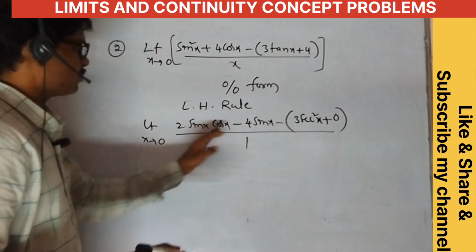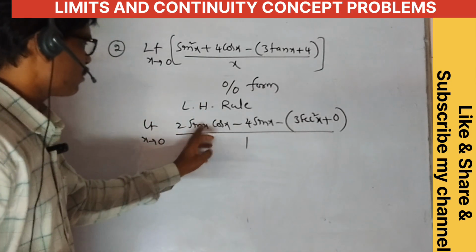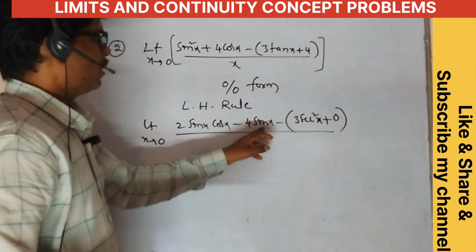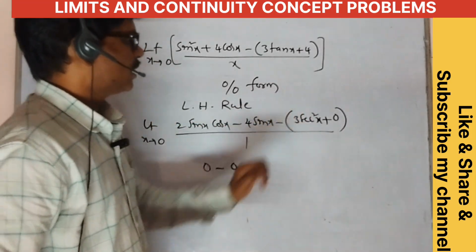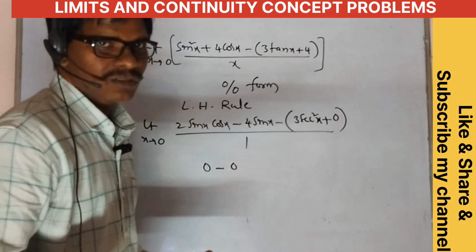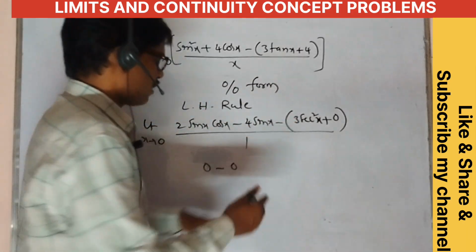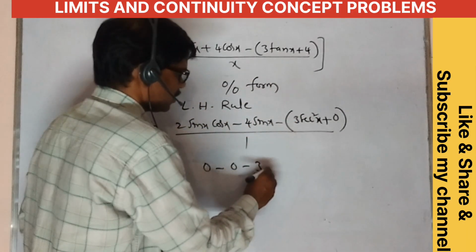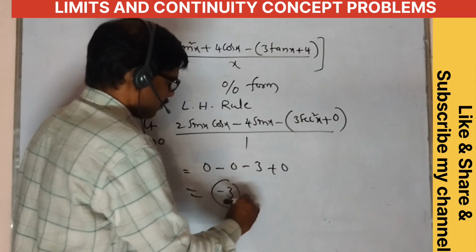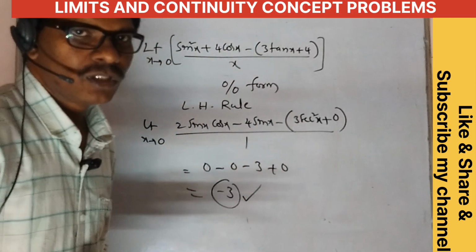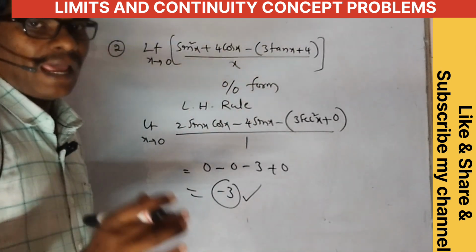Okay, limit x tends to 0, substitute here. Sin 0 is equal to 0, this is 0. Next sin 0 is equal to 0, this is also 0. Next secant square 0, secant means cos 0 value is equal to 1 only, this is 1, this is minus 3, this is also 0. Okay, what is the answer? Our answer is equal to minus 3. This is the LH rule, the simple method of the LH rule.